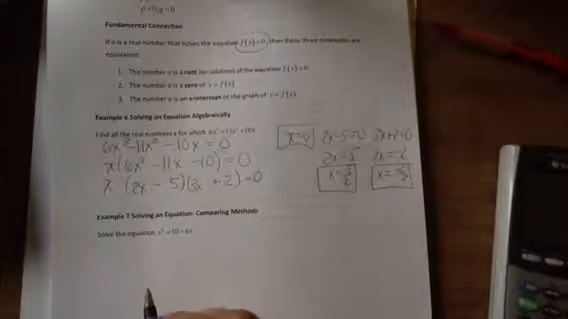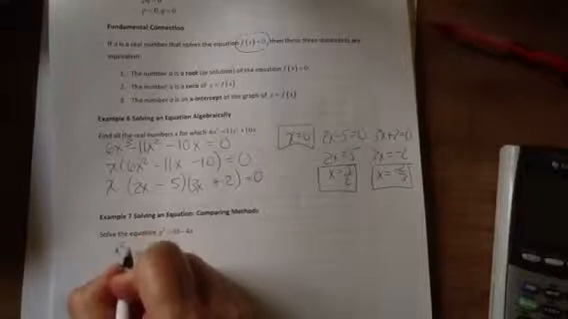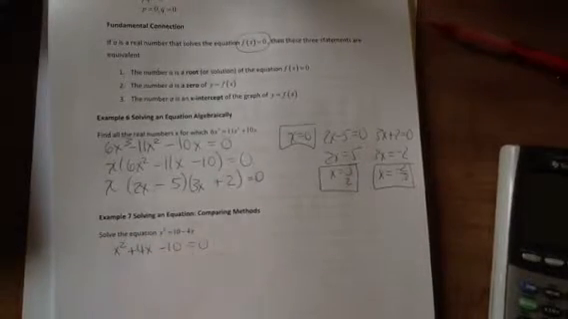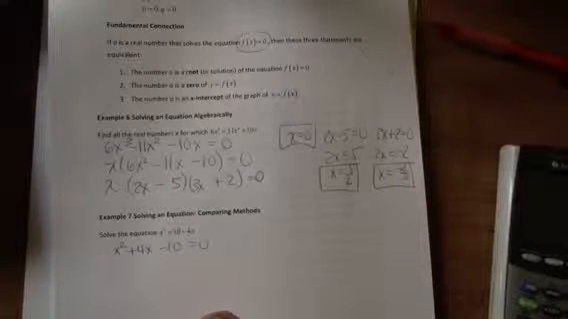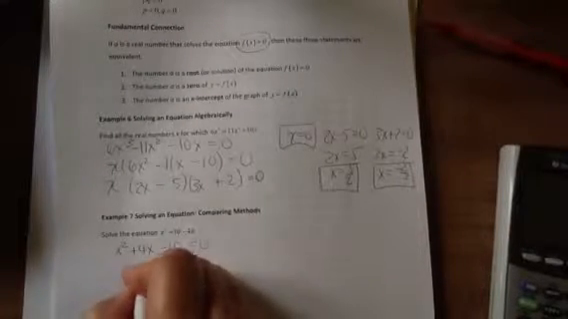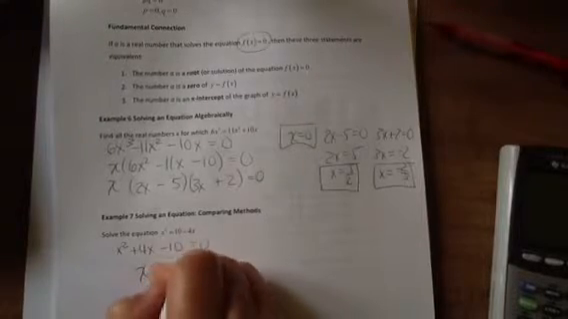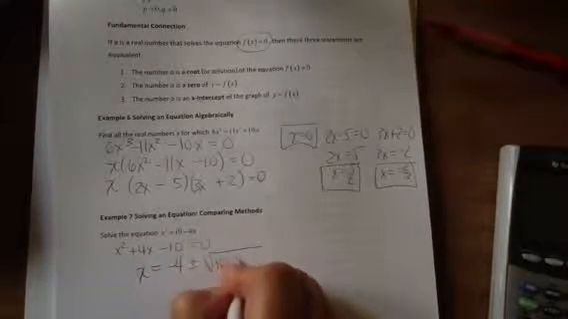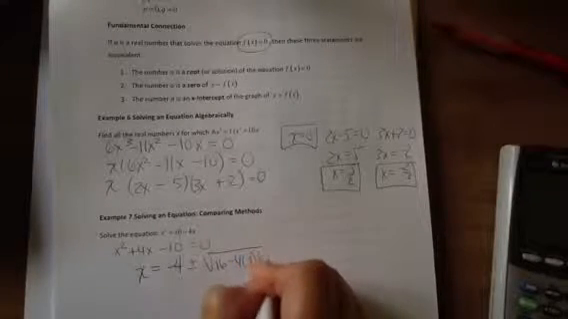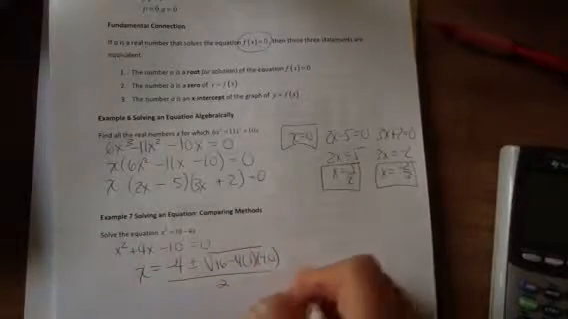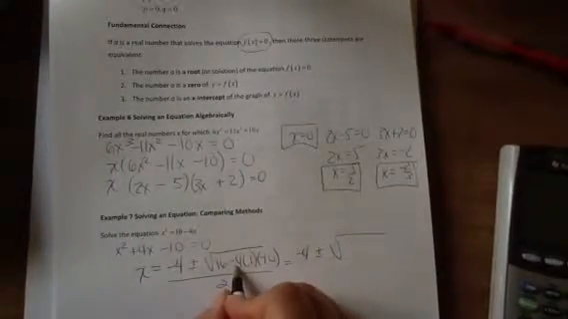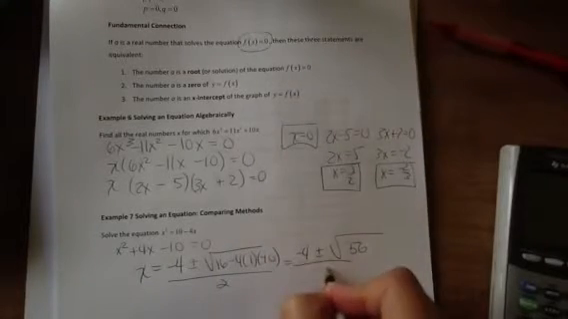There's a couple ways to do this. If I do x squared plus 4x minus 10 equals 0, it cannot be factored. So let's use the quadratic formula. We could use our calculator, but right now I'm just going to demonstrate the quadratic formula. Negative 4 plus or minus the square root of 16 minus 4 times 1 times negative 10, all over 2. So I have 40 plus 16, which is 56, all over 2.